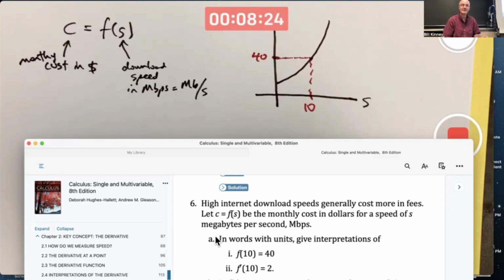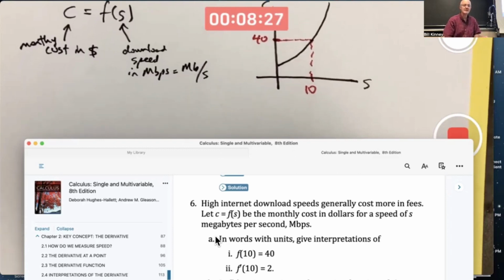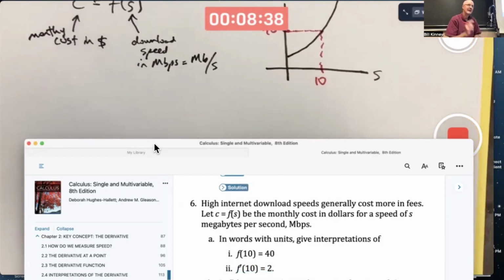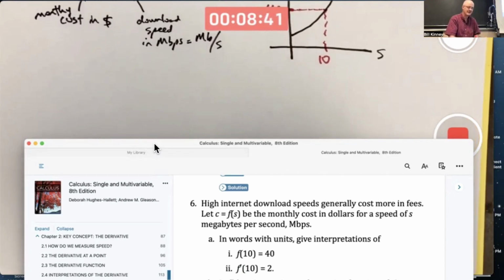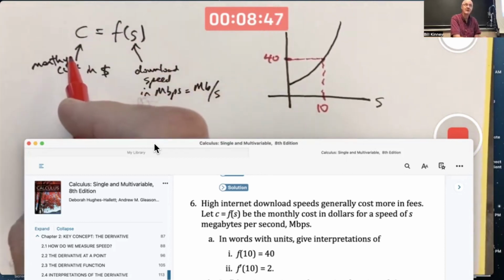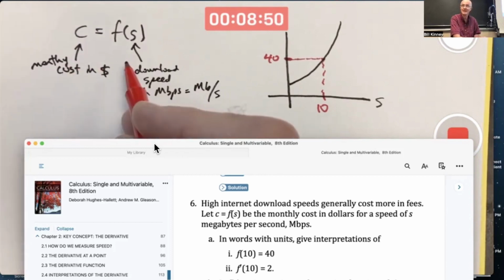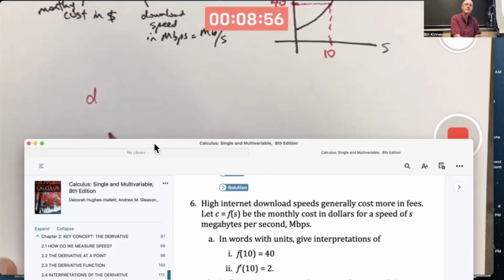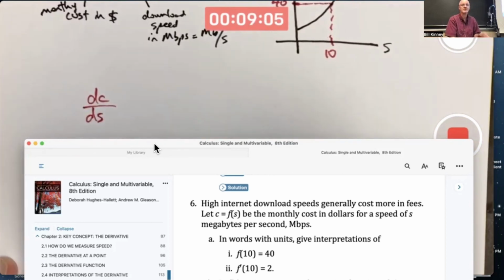Okay, I will write down the interpretation of the derivative. What's the derivative fact here? The derivative fact is that f prime of 10 equals 2. Let's write that down. And let's do the same thing we did last time and also write this in Leibniz notation. The variables are C and S. C is the dependent variable, S is the independent variable. The cost depends on the speed. The derivative is the rate of change of the dependent variable, the cost in this case, with respect to the independent variable.